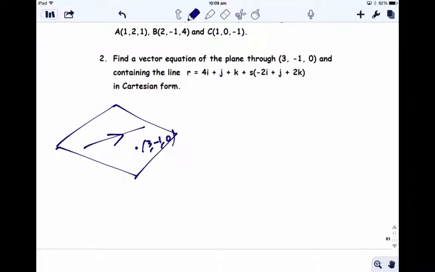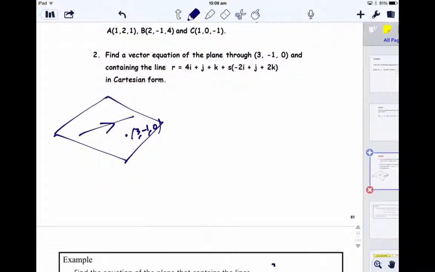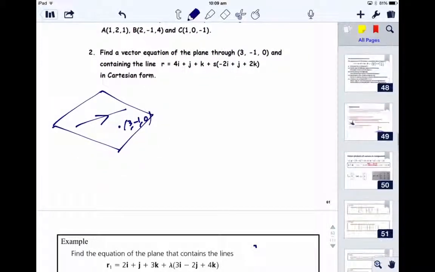Now, how are we going to get the vector that's perpendicular to the plane? That's what we need to do this question. The method that we're going to use to do this is called the vector product. So I'm going to zoom back and show you how to do the vector product, which is a way to do this question.